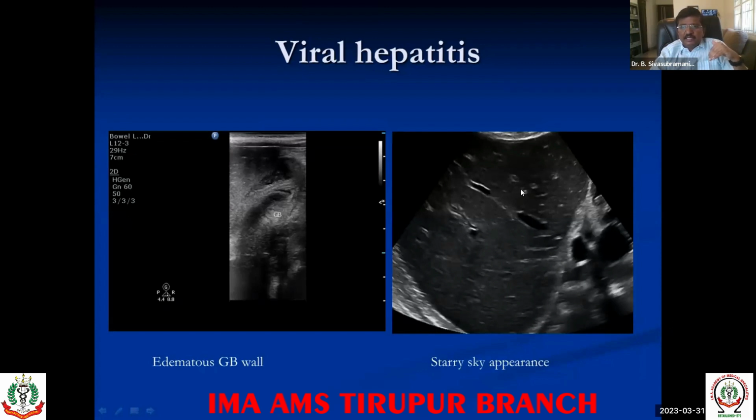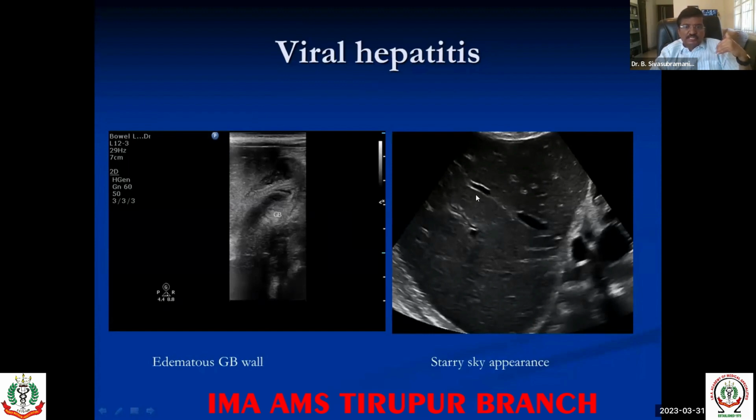Because of this biliary, the portal radicals, the portal vein branches, the wall of the portal vein branches appear very bright. So they appear very bright in the background of a dark liver. This is starry sky appearance. So many times you don't see the starry sky appearance, but especially in children in hepatitis, you see this condition quite often in ultrasound, the starry sky appearance.